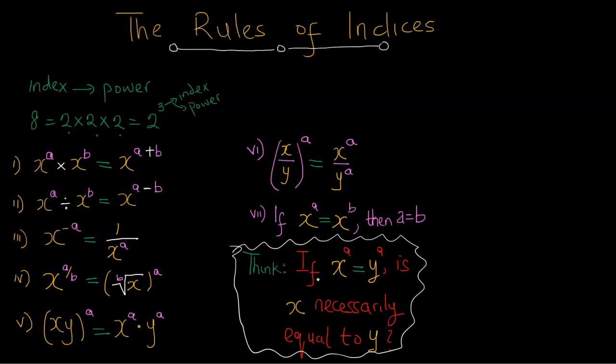Here is something to think about. If x to the power of a equals y to the power of a, is x necessarily equal to y? Because in the last law here, we have that if the bases are the same, the powers will also be the same. So do we think the converse is true? If the powers are the same, do we think the bases must also be the same? Think about that.